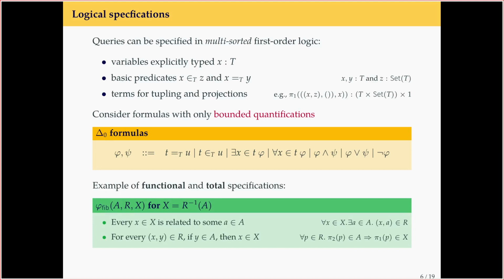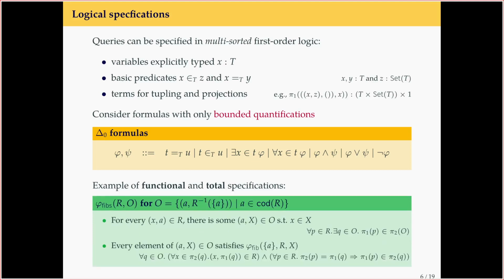You can now read one such specification for the preimage function, which states that every element of the input should be related to an element in the input set, and that every pair of the relation intersecting the input set should populate the output accordingly. Similarly, the transformation collecting all preimage of singletons can be described by a conjunction stating that there should be one suitable pair in the output per element of the codomain of the input relation, and that every pair in the output actually corresponds to a preimage.